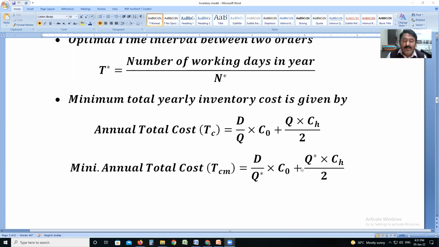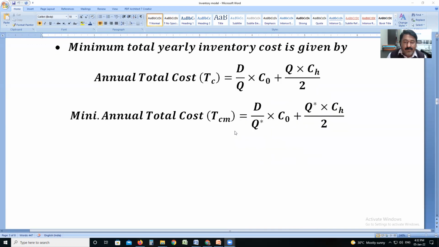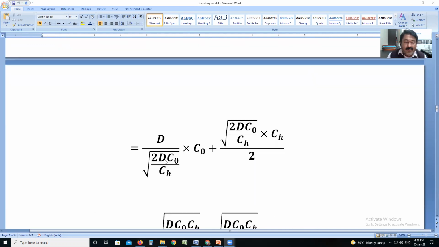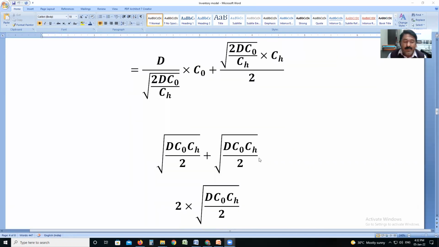Now D by Q star into CO plus Q star into CH by 2. We have the value of Q star, so put the value, under root twice DCO divided by CH. So I will substitute the value: D divided by the value of Q star, under root twice DCO by CH, into CO, plus Q star into CH by 2, that is, under root twice DCO divided by CH into CH by 2. Okay, go for solving.